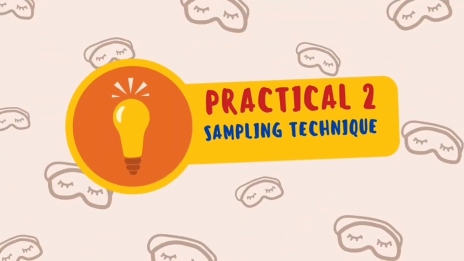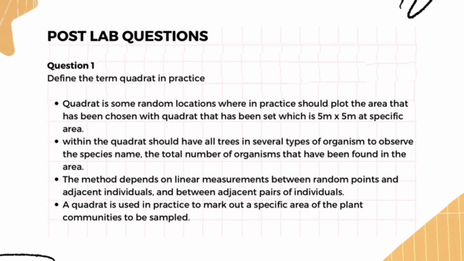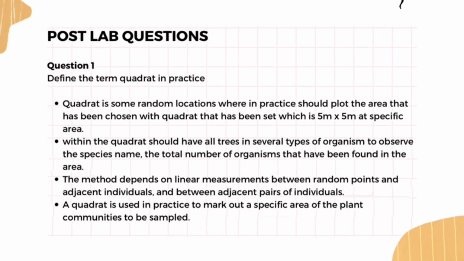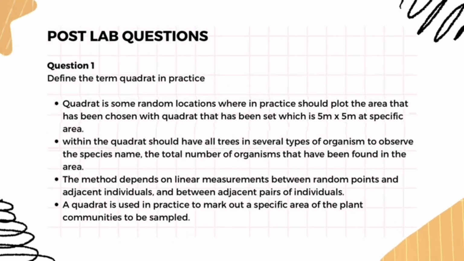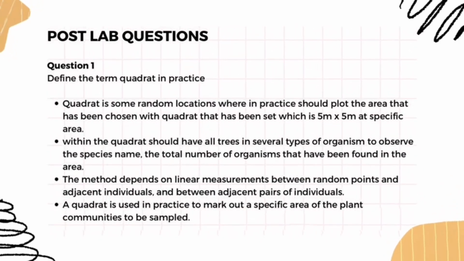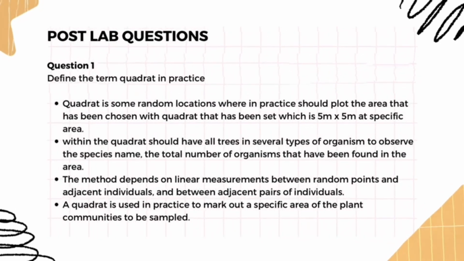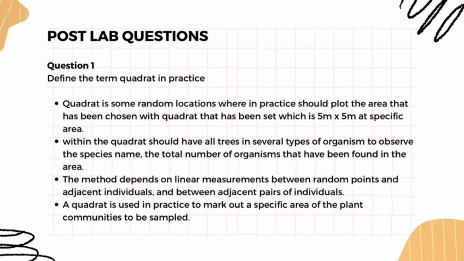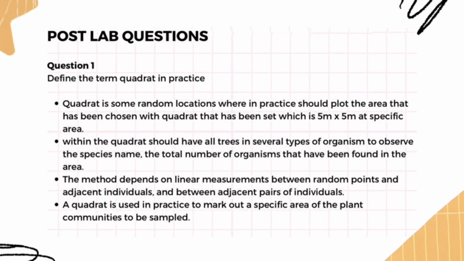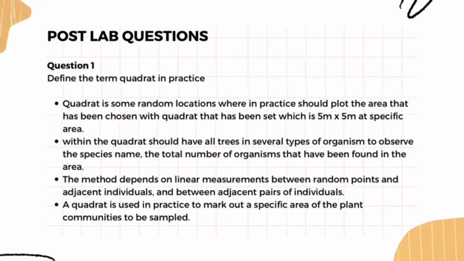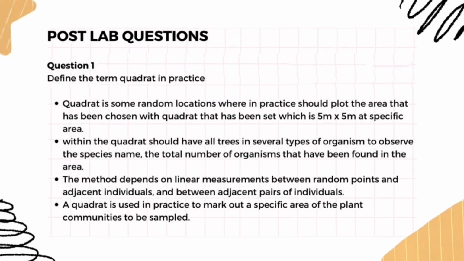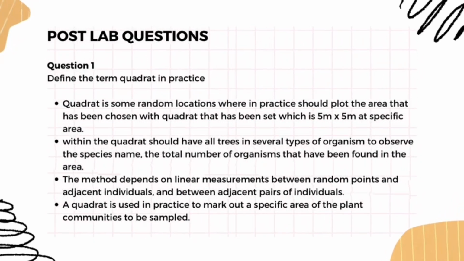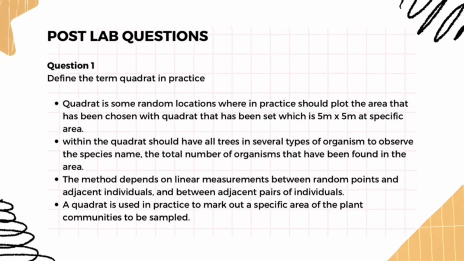Today, I would like to present the discussion of practical 2, which is sampling technique. Question 1. Define the term quadrat in practice. A quadrat is some random locations where in practice you plot the area that has been chosen with a quadrat that has been set, which is 5 meters times 5 meters at a specific area. Within the quadrat should have all trees and several types of organisms to observe the species name and the total number of organisms that have been found in the area. The method depends on linear measurements between random points and adjacent individuals and between adjacent pairs of individuals. A quadrat is used in practice to mark out a specific area of the plant communities to be sampled.